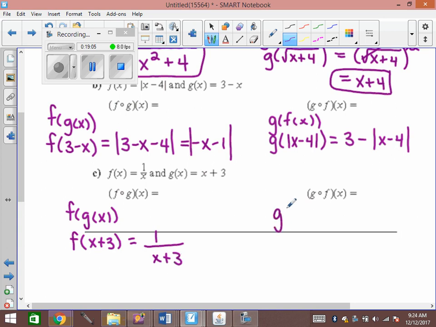This one's g of f of x. You would if I asked you for them. So the restrictions and asymptotes would be for your domain and range. So this would be x can't equal negative 3, y can't equal 0, because the numerator is smaller than the denominator. So your horizontal asymptote is going to be at y equals 0, and your vertical is going to be at x equals negative 3, so x can't equal negative 3, for your domain and range.